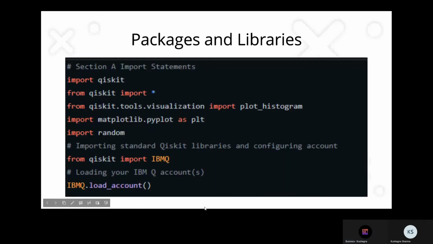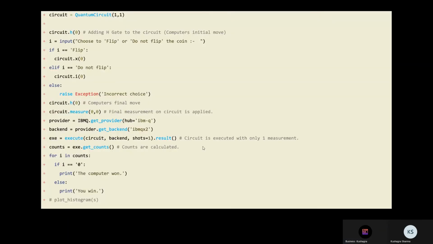Moving ahead, here we have a little bit of code. We use the Qiskit library, the plot histogram from matplotlib, random, and the IBM provider of course for our backend. Here we see how the circuit works: a quantum circuit is created with one qubit and one classical bit. We apply an H gate on the 0th qubit, which is the only qubit we have. Adding the H gate to the circuit is the computer's initial move.